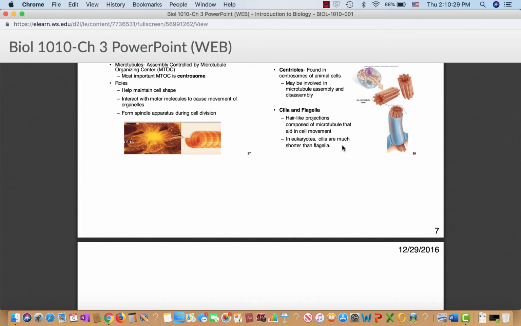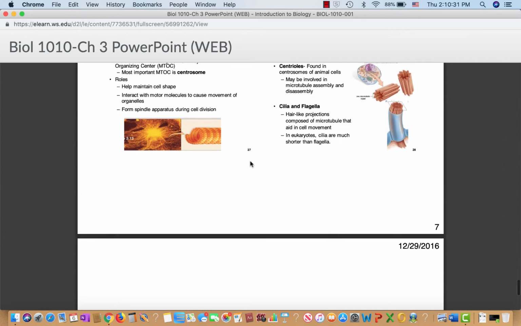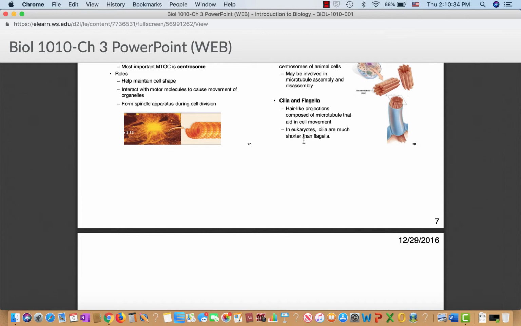In eukaryotes, cilia are much shorter than flagella. About the only place that we have flagella is on sperm cells. A good example of cilia, though, would be in your lungs. They kind of beat in unison and create a flow of mucus coming up out of the lungs, and the purpose of that is to clear any dust or debris you might have inhaled throughout the day, so that way your lungs don't become filled with gunk.